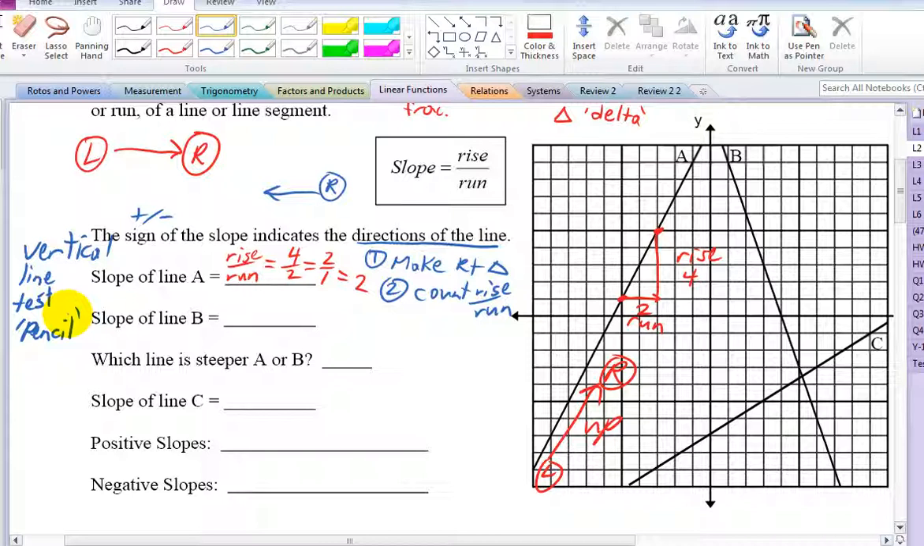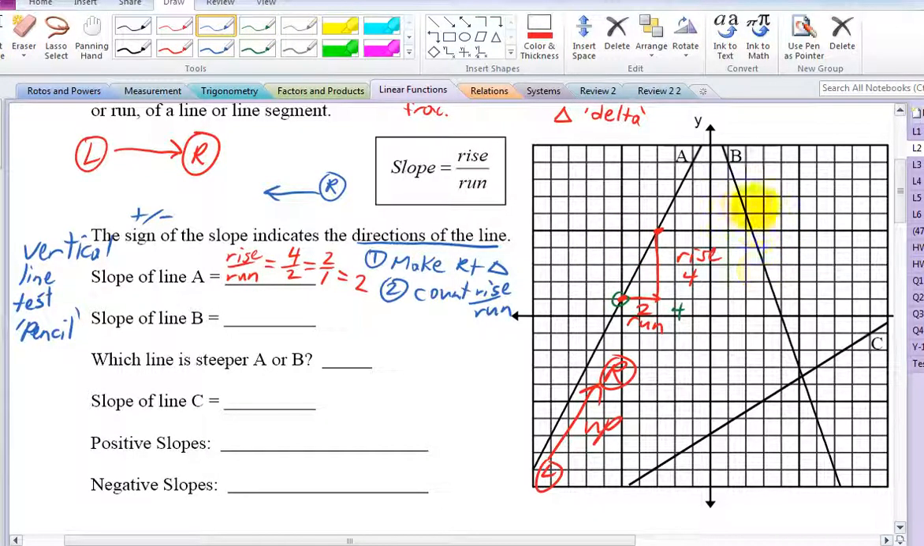Now for line A, I could have used this point here, and I could have even used this point here. My slope would have been 8 over 4. Is that a different slope? No, it's still 2. I could have used 2 over 1. I could use this point right here. I could have also used a whole bunch of other points. So just keep in mind, as long as it's on the corner of a square, you're okay.